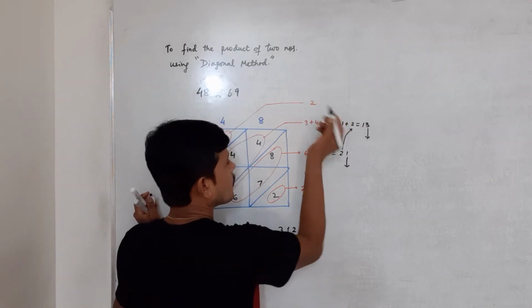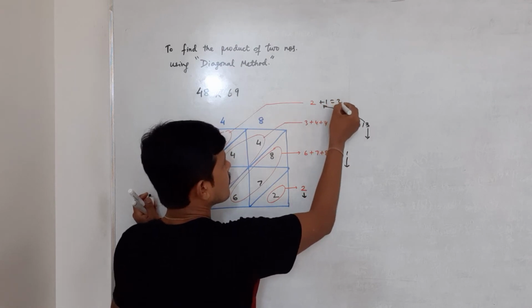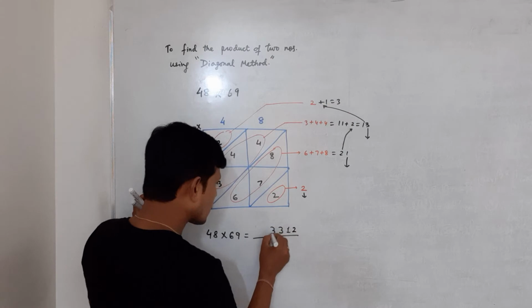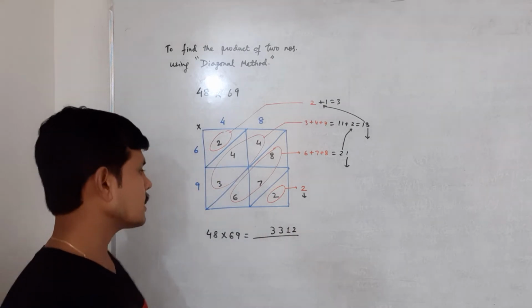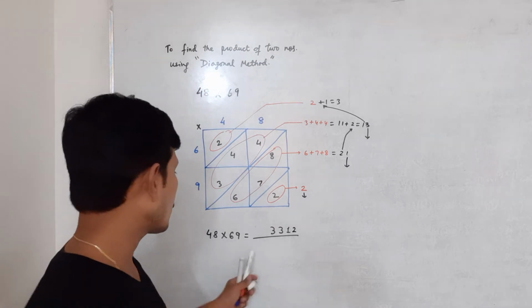Now, this is only 2. I am going to add up over here. So, the sum is equal to 3. I am writing it over here, 3. So, the answer is 3312. And you can check your work over here.